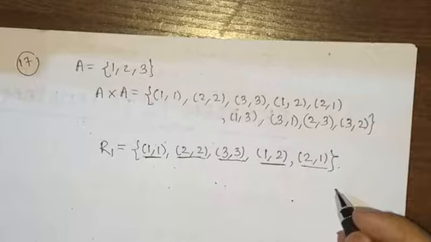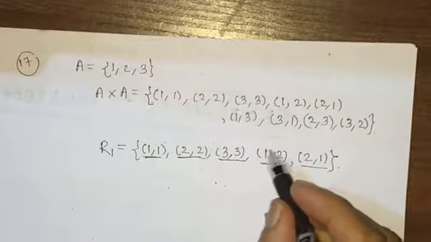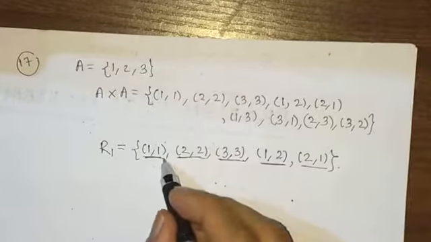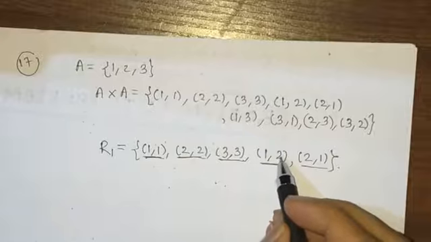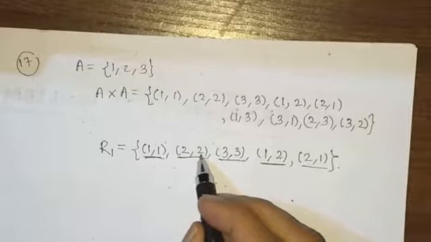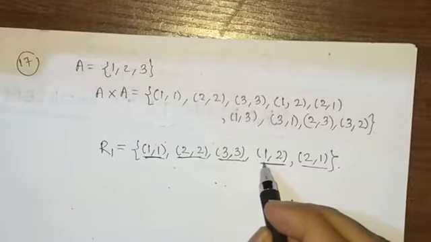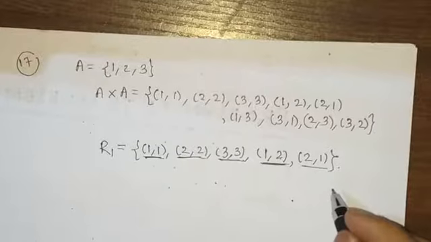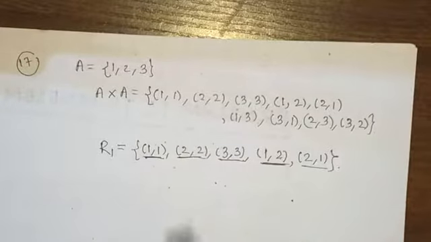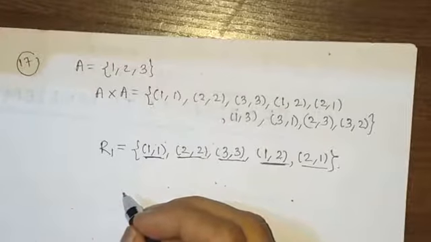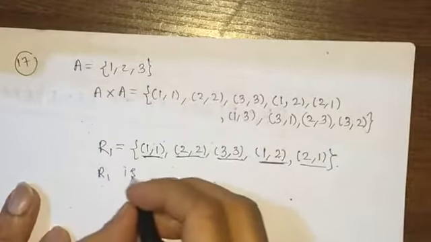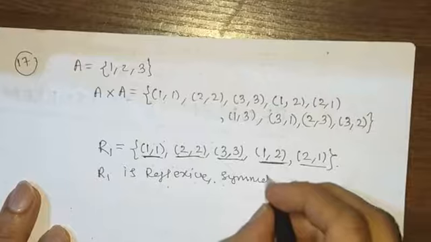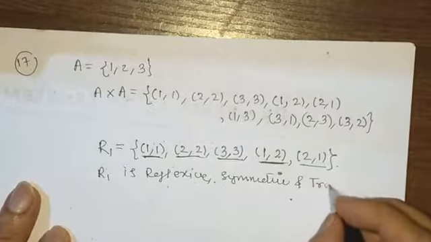Now let us check transitive. Is it transitive? 1 comma 2 is present, 2 comma 1 is present, so 1 comma 1 should be present, and it is there here. Now 1 comma 2 is present, 2 comma 2 is present, so 1 comma 2 should be present, which is there here. You can check all the pairs and see that R1 is transitive. So R1 is reflexive, symmetric and transitive.